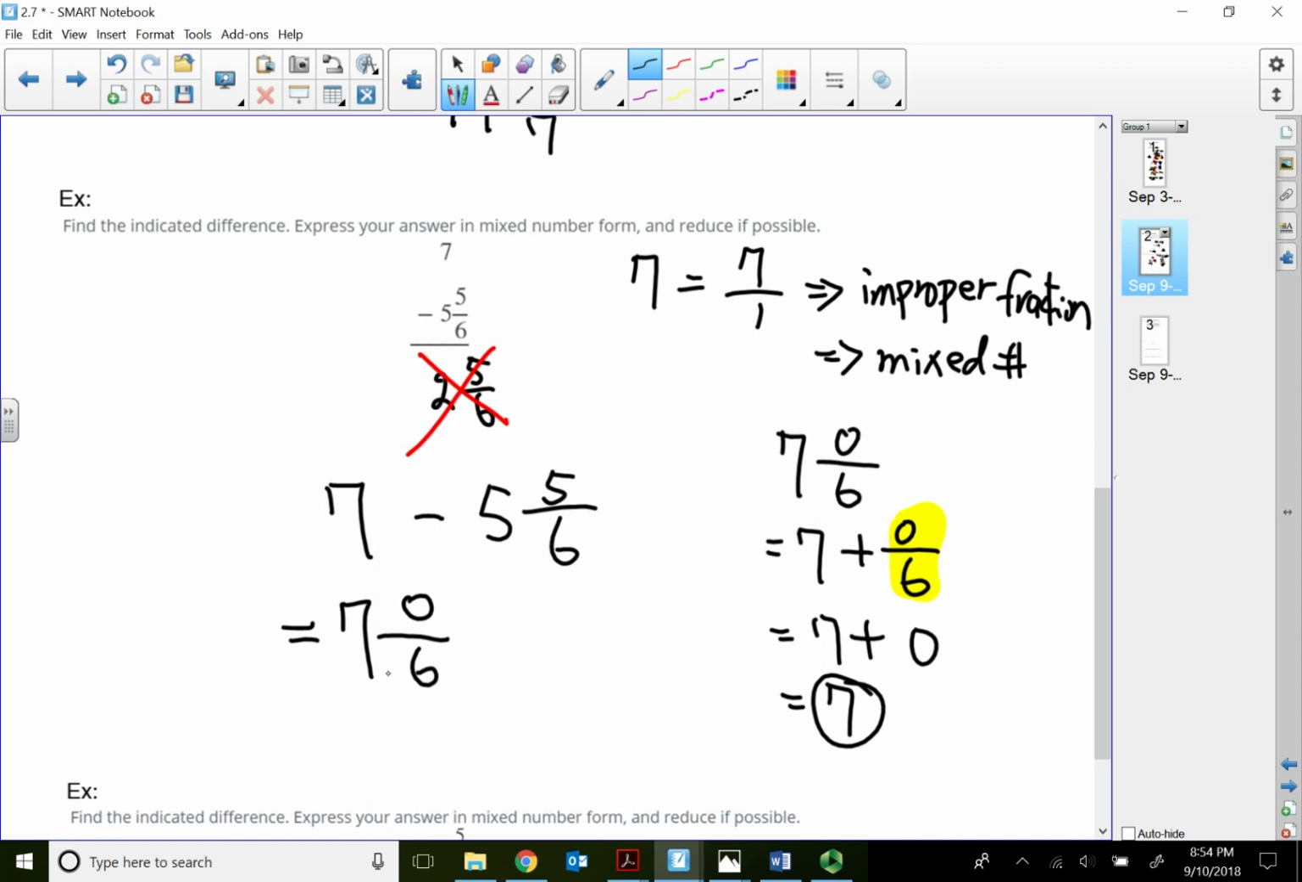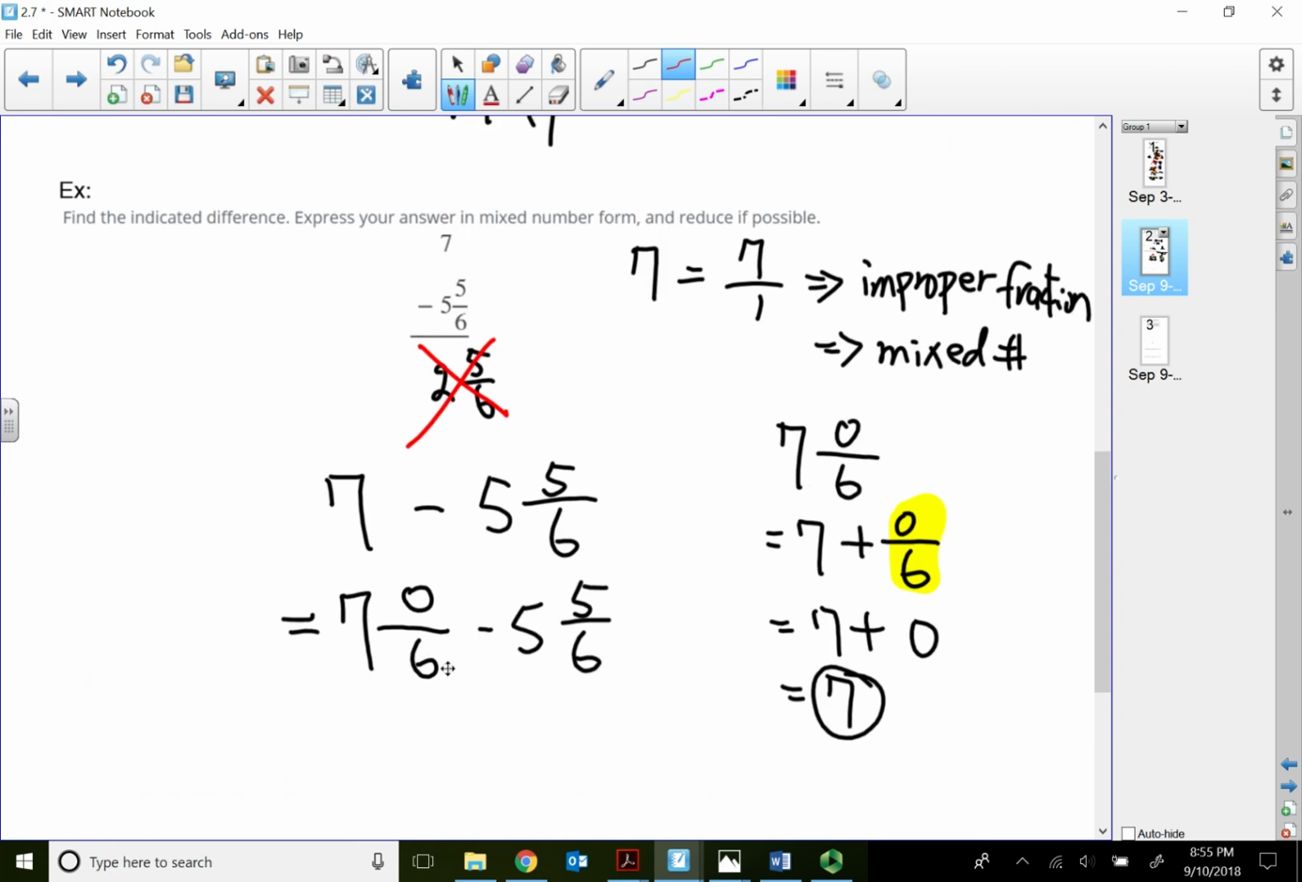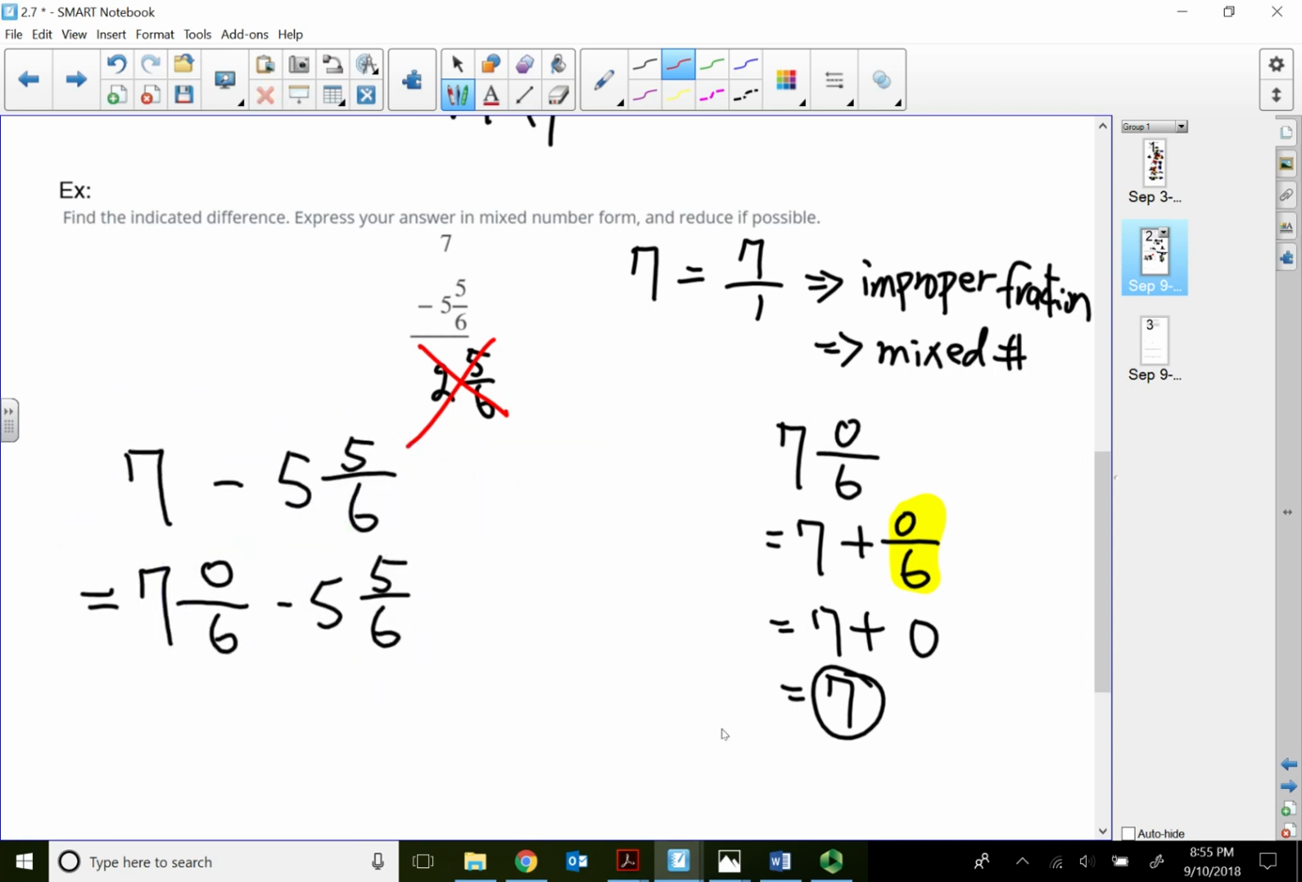So if I say my whole number 7 is 7 and 0 over 6 minus a 5 and 5 over 6, right away my 0 is not going to be enough to subtract the other numerator 5. So let me use this opportunity to explain to you how the math works when it comes to borrowing. Let's check out this 7 and 0 over 6 real quick. 7 and 0 over 6 means 7 plus 0 over 6. All right, agree or disagree. 7 can be viewed as 6 plus 1 plus the 0 over 6. Right? 6 plus 1 is the 7, still plus the 0 over 6.